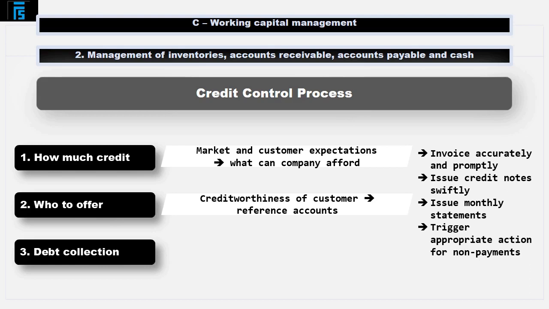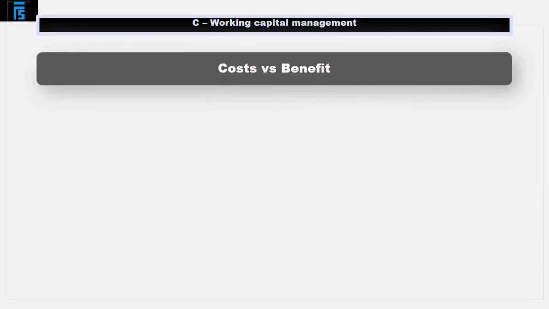Finally, the company should ensure that credit limits are reviewed based on trading history and that credit is withdrawn from non-payers. Cost versus benefit. As has already been discussed, companies will offer credit to attract customers. They must ensure, however, that the benefits in terms of additional profits outweigh the costs associated with the administrative effort and the money tied up in working capital, especially receivables.